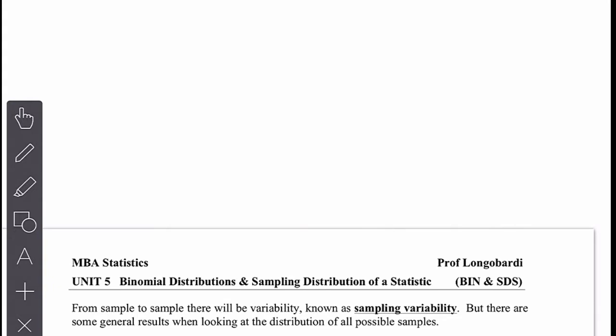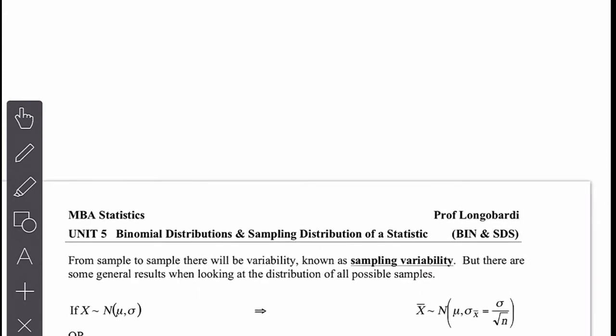So, from sample to sample, there will be variability known as sampling variability. Even though your variable comes from a distribution that's very regular, like a normal distribution in this case, with a specified expected value or mean, with a known standard deviation.